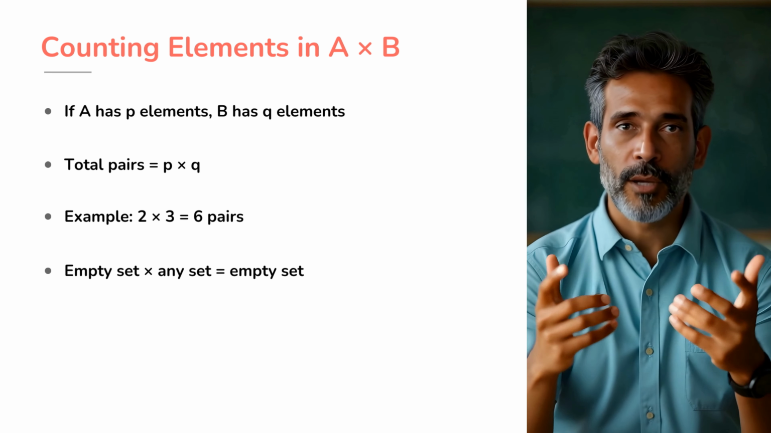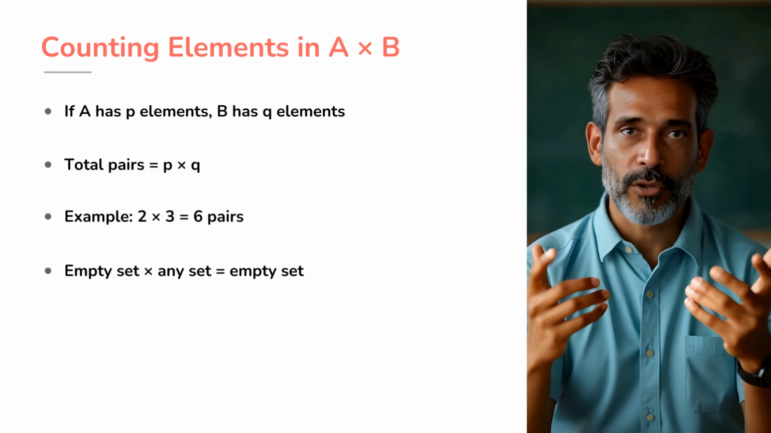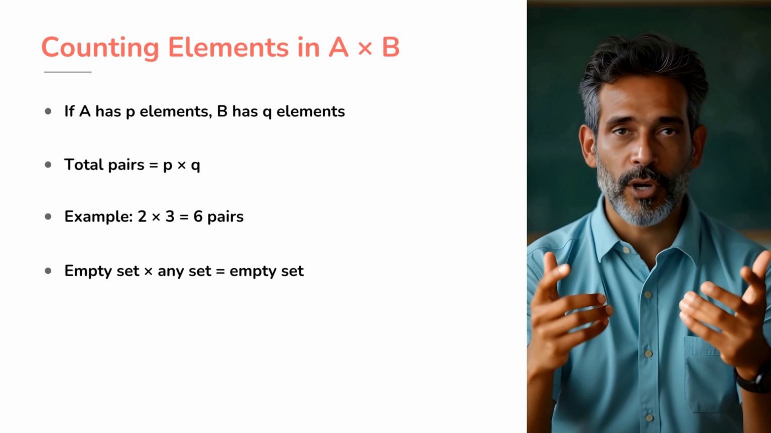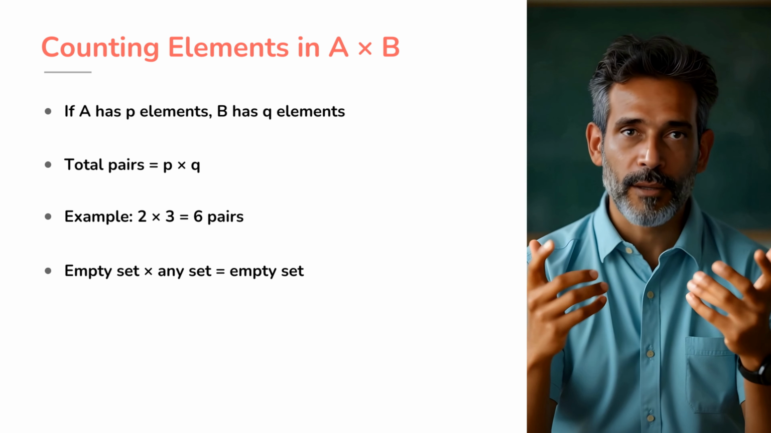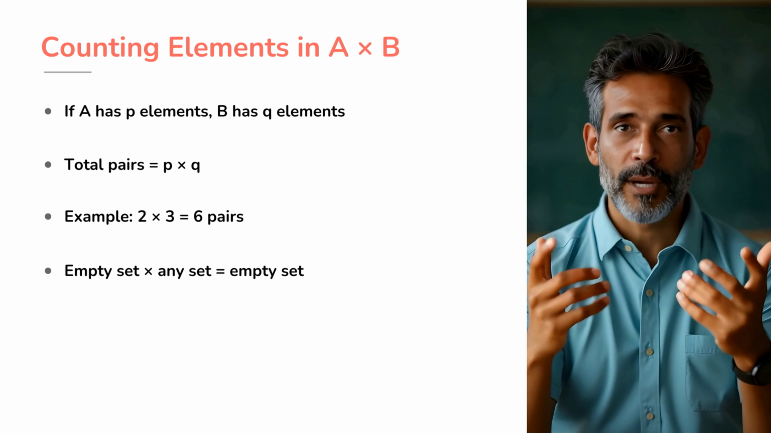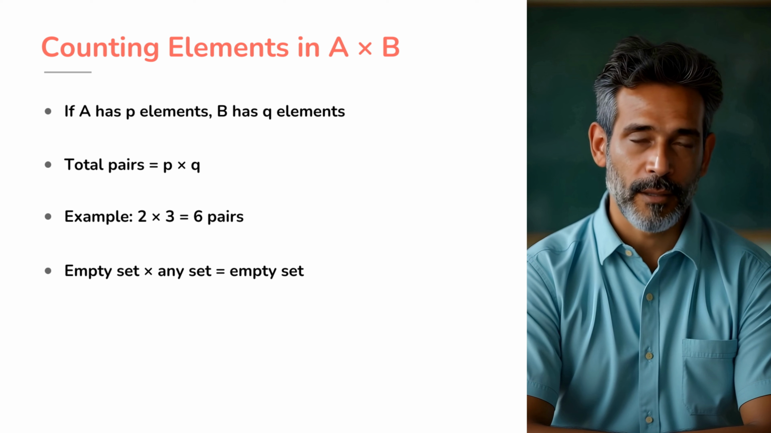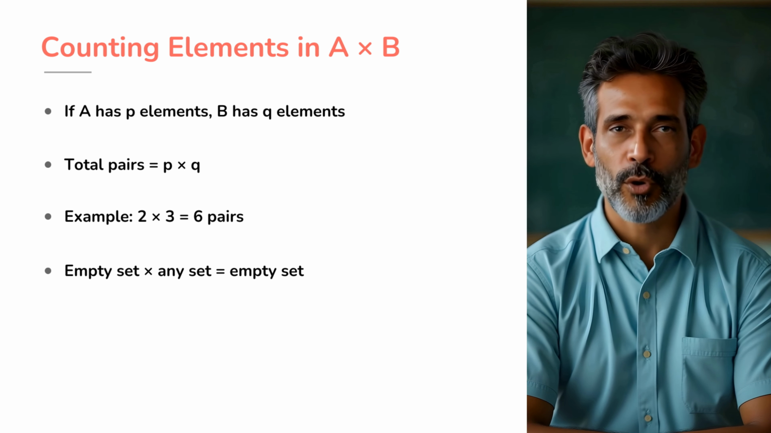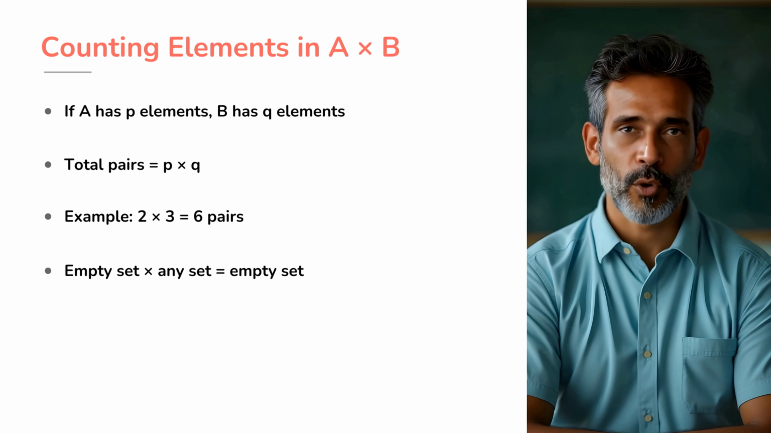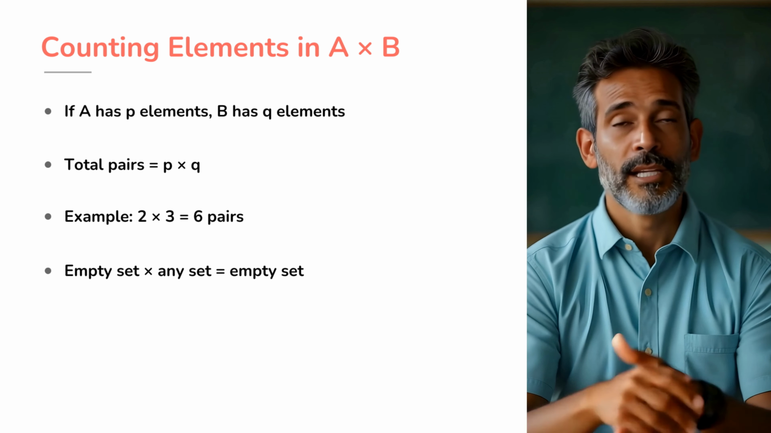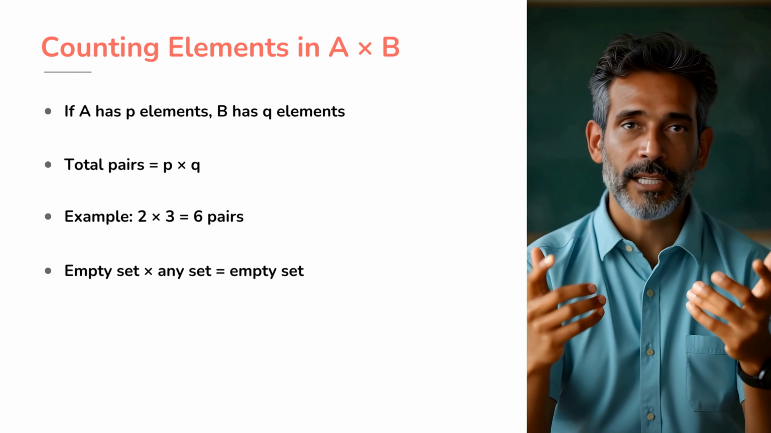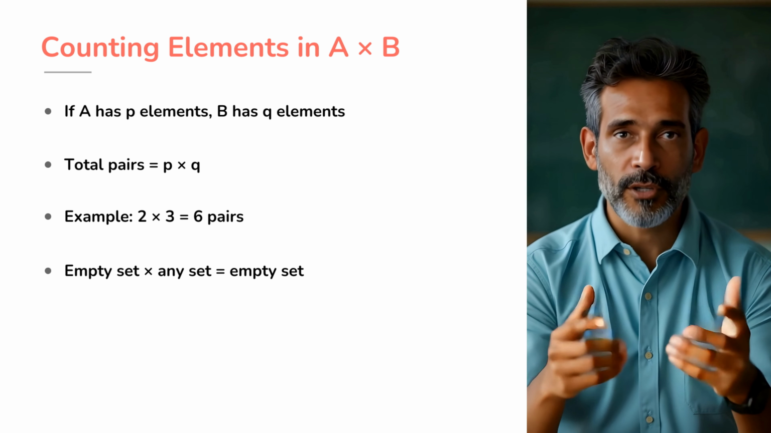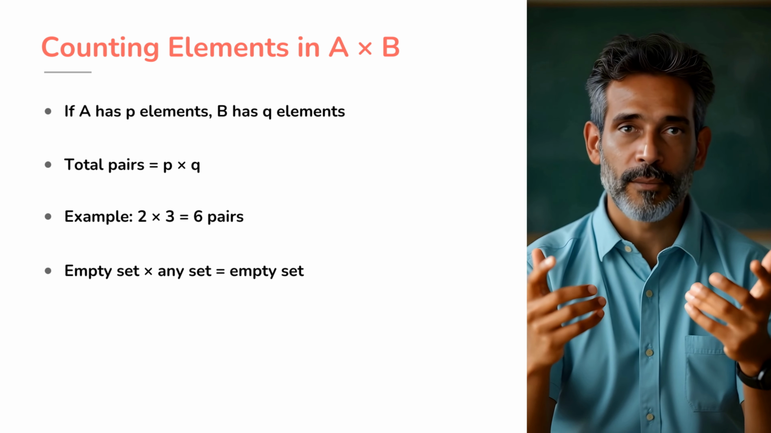This simple counting principle is a powerful shortcut to see how large your Cartesian product will be. And here's something important to remember: if either set is empty, meaning it has no elements at all, then the Cartesian product will also be empty. No elements to pair means no pairs at all. This basic idea helps you measure and understand the size of Cartesian products quickly and confidently.